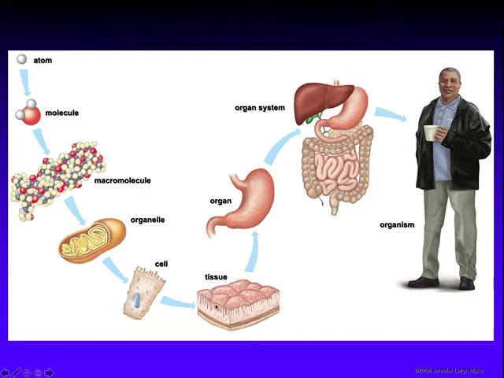Tissues are groups of cells with similar characteristics that do something that a single cell can't. The main tissue types are epithelial, connective, muscle, and nervous, and we'll learn more about those in the chapter on histology, okay. Organs are collections of tissues that work together to do a task that a single tissue can't.